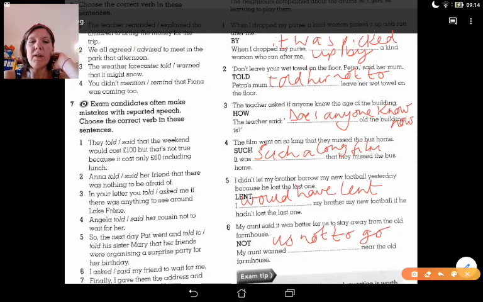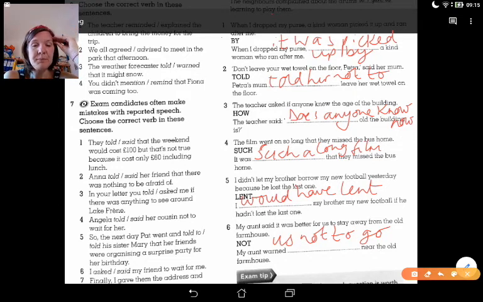Okay, so just to have a look at those answers with you. So in number 1, this is a transformation into the passive. When I dropped my purse, it was picked up by, okay. Number 2, be careful of the word order here, okay, because we're transforming an imperative this time. So Petra's mum told her not to, okay, it's not to not, no, but not to. Petra's mum told her not to leave her wet towel on the floor.